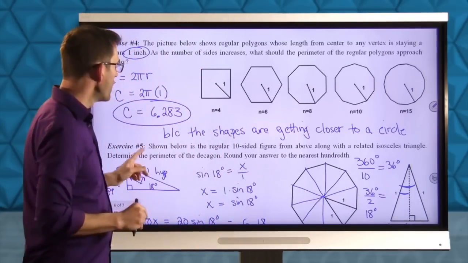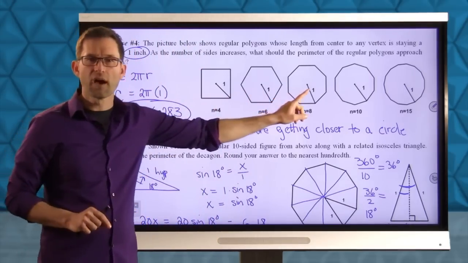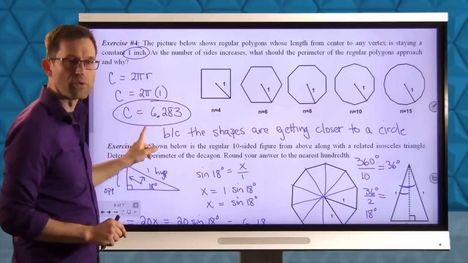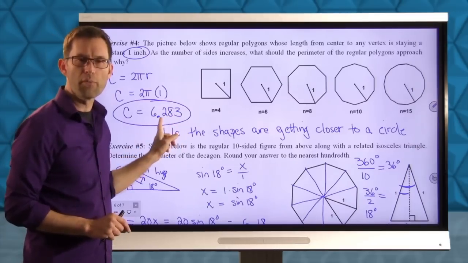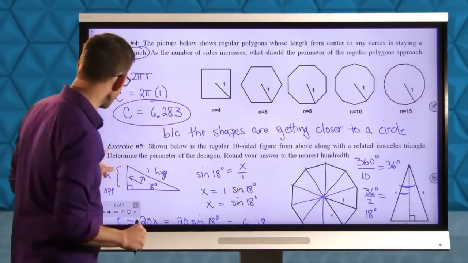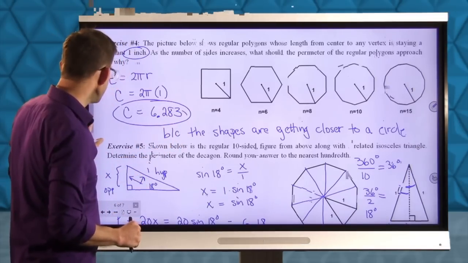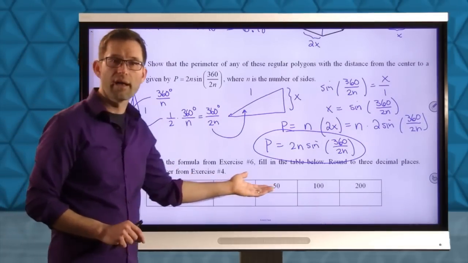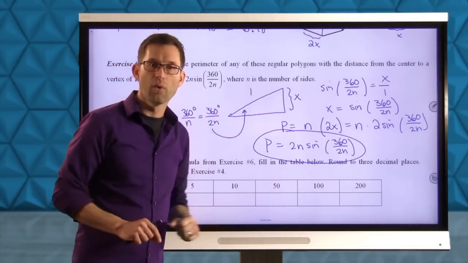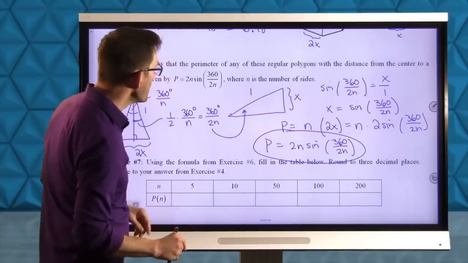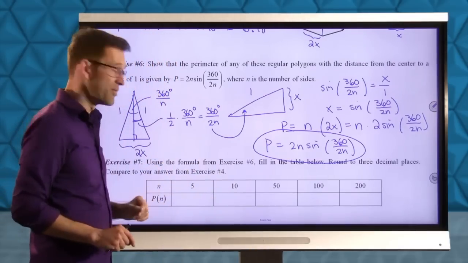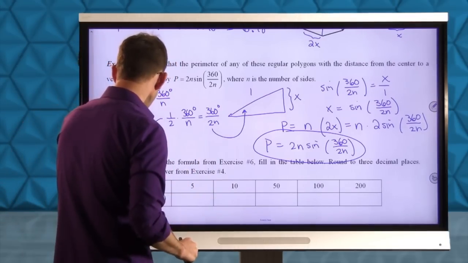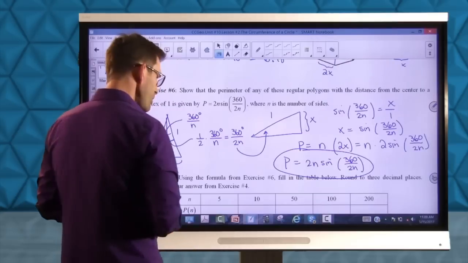Remember, we think that as the number of sides gets larger, the perimeter should get very close to the circumference of this circle. And what I'd like to do now is see what this looks like when I've got 5 sides, 10 sides, 50 sides, 100 sides, 200 sides. For this, I definitely have to go over to the calculator. All right, so let's do it.